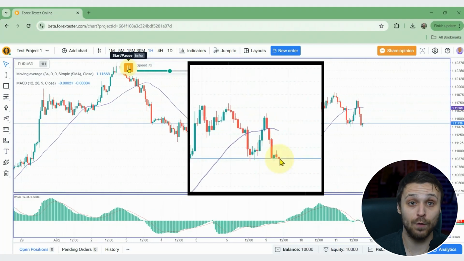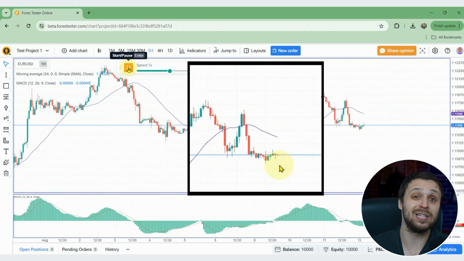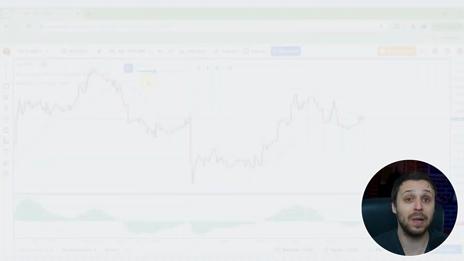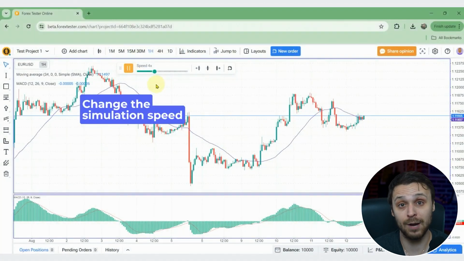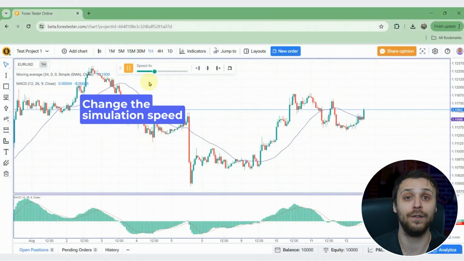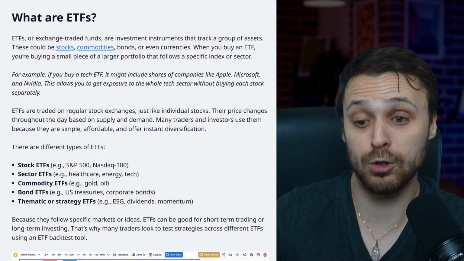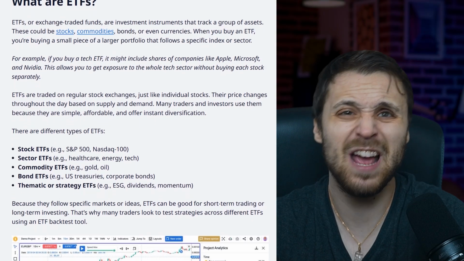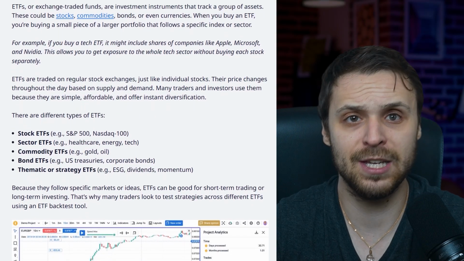So let's just shift over now. For Forex Tester, you can simulate past markets and you can practice placing trades in a time-controlled environment. It is excellent for building confidence in a specific rule set. They also have other tools like ETF backtesting, which expands its use.